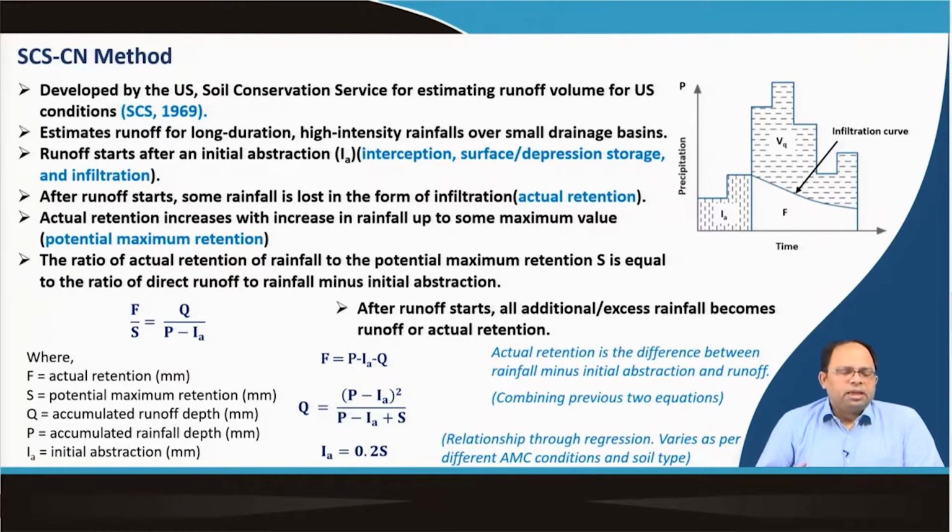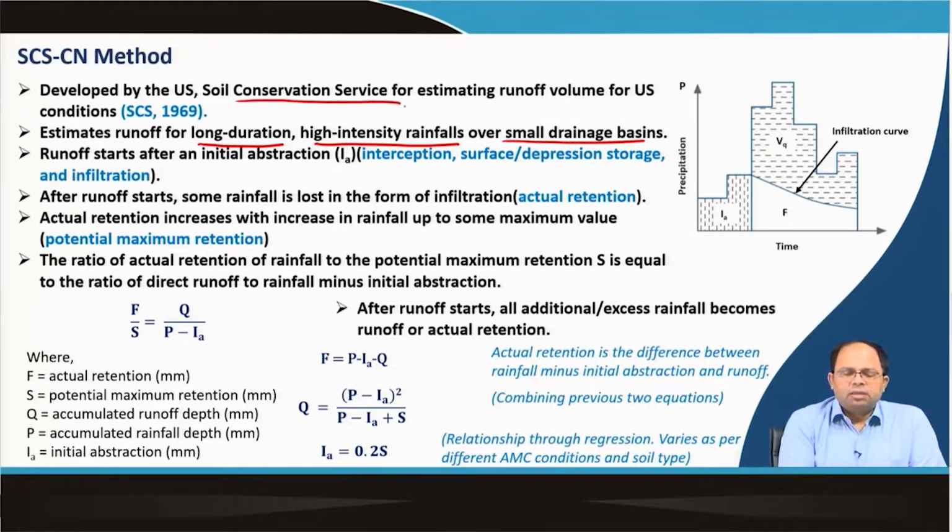This particular method is appropriate for runoff from long duration, high intensity rainfalls over small drainage basins. But even small drainage basins could be larger than urban catchments, right. For high intensity rainfalls and also for rainfalls of longer duration, this is a more appropriate method. It was developed by the US Soil Conservation Service, SCS, for estimating runoff volume for US conditions. It was developed in 1969, then further worked upon and modified later on.